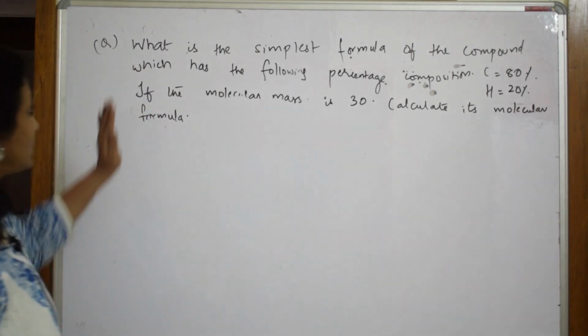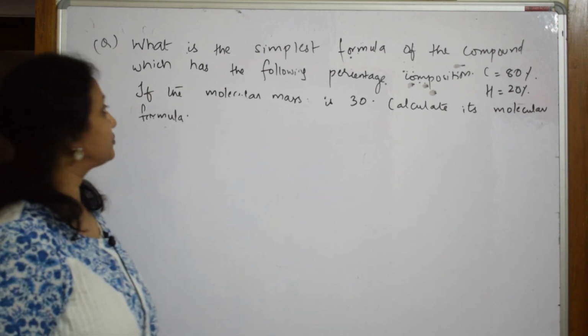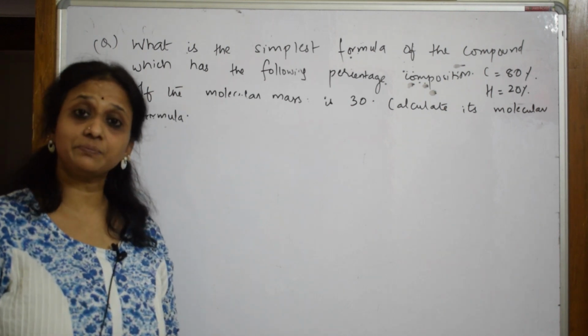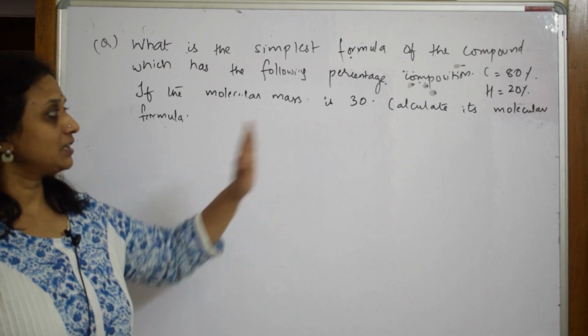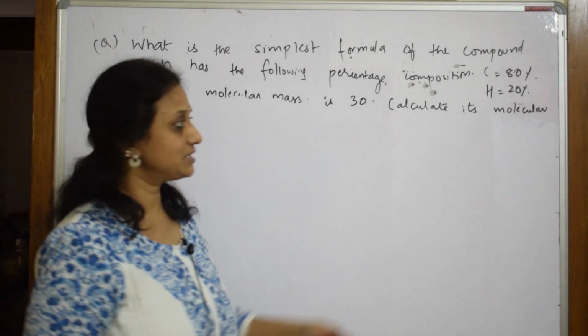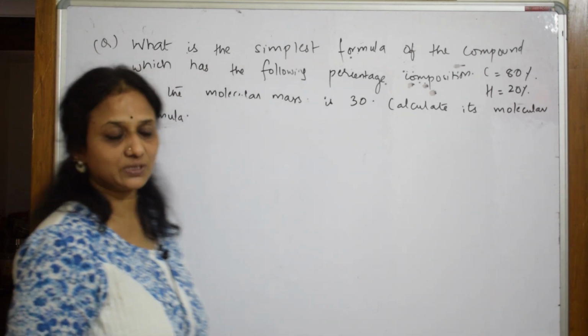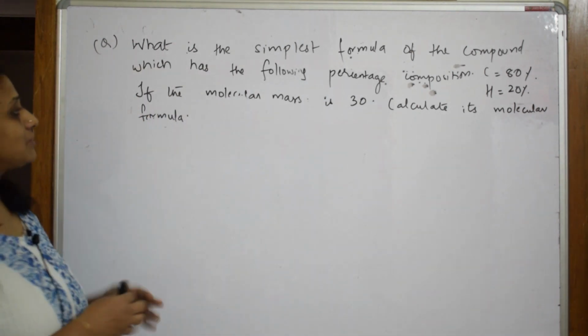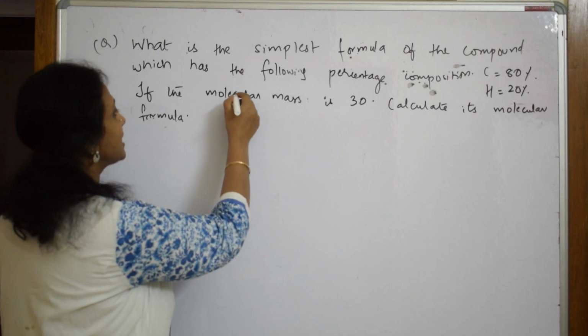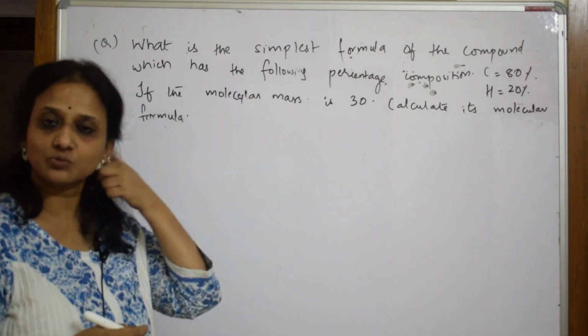Right, let's read. What did they give us? What is the simplest formula of the compound which has the following percentage composition? Okay, they've given us two elements. One element is carbon, the other element is hydrogen. Percentage composition is given to us. Fine. And if the molecular mass is 30, calculate its molecular formula. Okay, that is what I need to do.